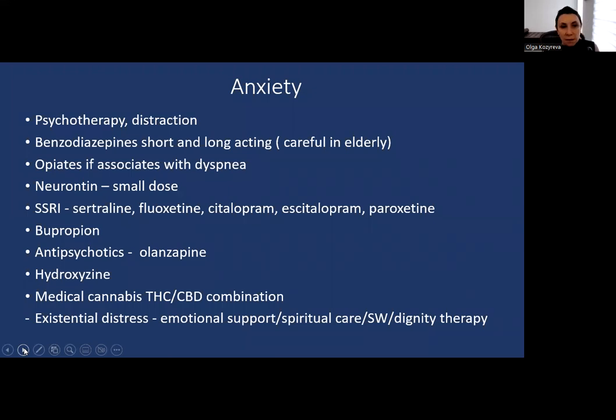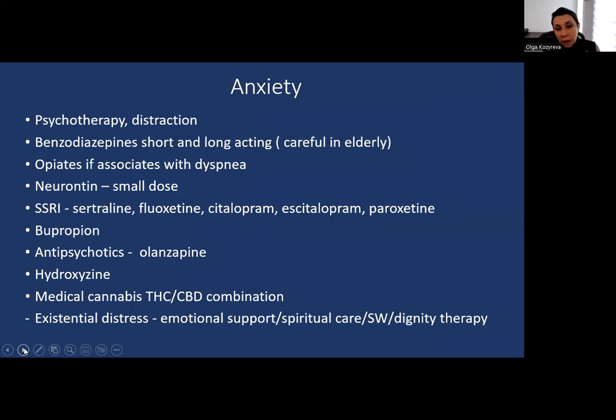SSRIs are also a famous class of medication, and many of them exist. They have different durations of action. So sertraline, fluoxetine, citalopram, paroxetine can be used, and if it's just anxiety, not depression, small doses are pretty well tolerated, and you can see the difference. Bupropion is one unusual and well tolerated medication, except that seizures are a contraindication. It is helpful and acts faster than any SSRI.